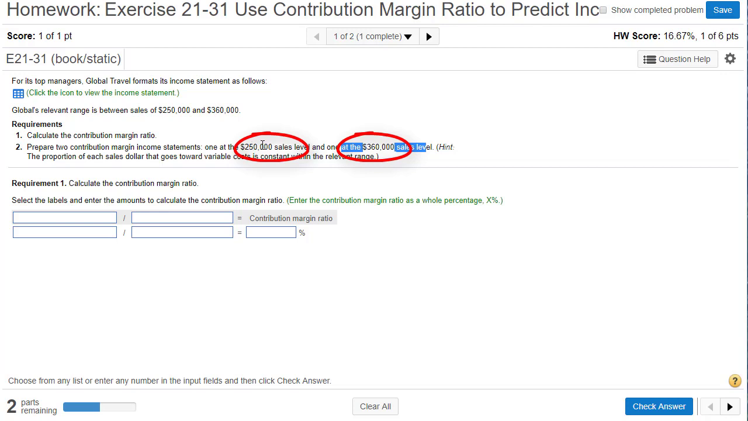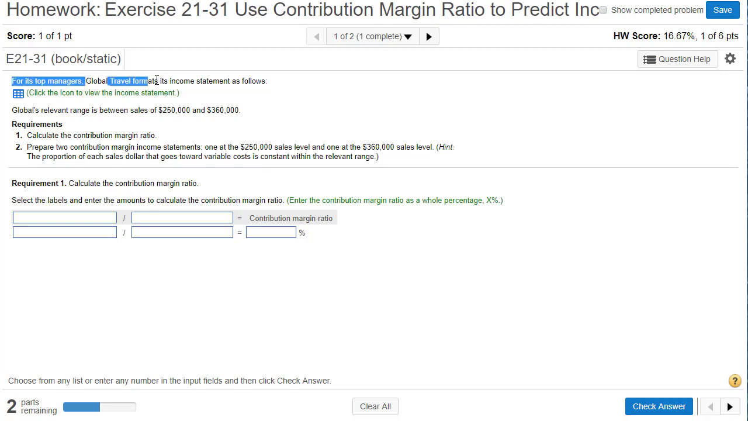What if sales was $250,000? What if it was $360,000? And then notice here it says, Global's relevant range is between $250,000 and $360,000. What that means is, as long as our sales are between these two numbers, the fixed cost will stay the same.